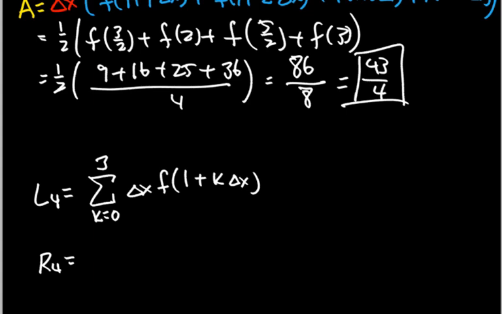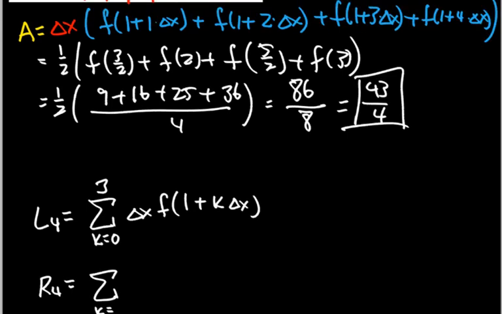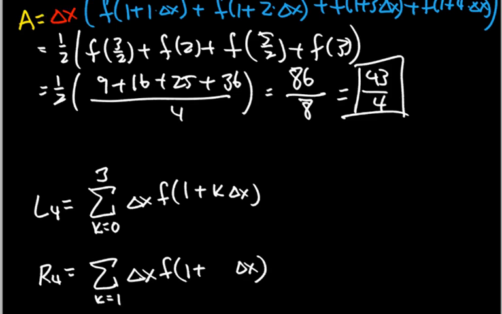And then I'm going to actually use a very similar thing in order to do the right-hand sum. So let's look at that here. Again, we see that we have delta x, so let's just write that out in front. And then we have some f stuff. So we have f of 1 plus something times delta x. So here we go from 1 to 4. So we can just easily make this k equals 1, go to 4, and then just make this thing k. So this is a very simple way to look at that.